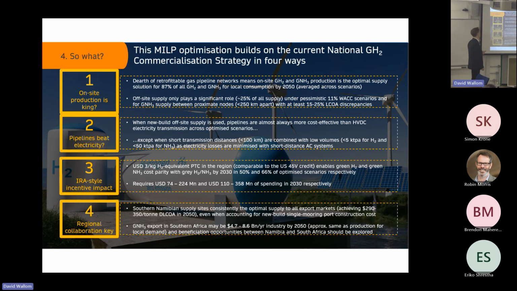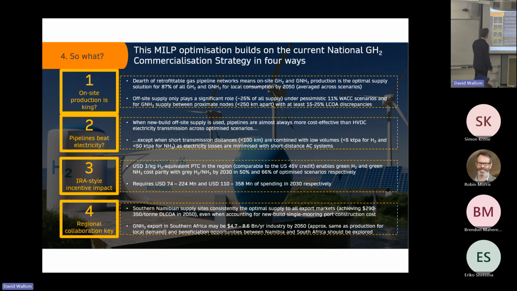So the first key takeaway is that on-site production is generally king. You don't want to transmit energy over long distances when it comes to green hydrogen and green ammonia, at least in the Southern African region. And a lot of this just comes down to the fact that in the region there isn't a significant natural gas pipeline network already developed. And so there's not all that much to retrofit. So basically don't go about building huge new networks, just co-locate everything.